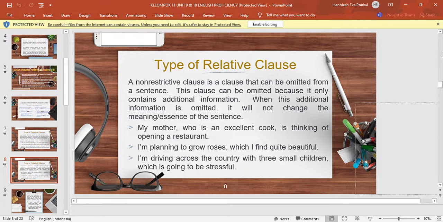For the examples, first, my mother, who is an excellent cook, is thinking of opening a restaurant. Second, I'm planning to grow roses, which I find quite beautiful. The last one is I'm driving across the country with three small children, which is going to be stressful.